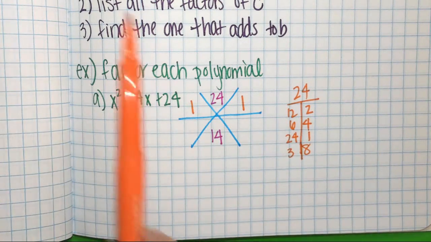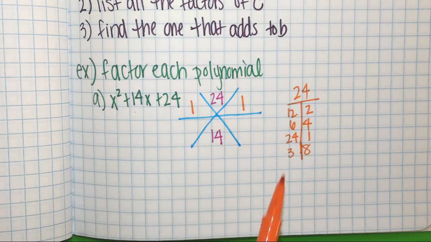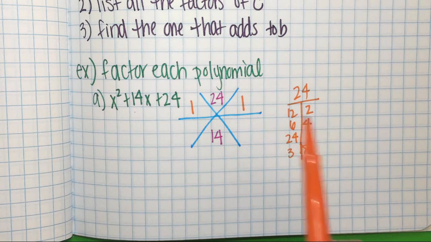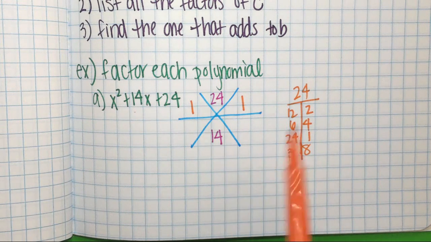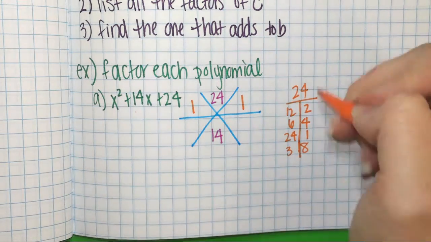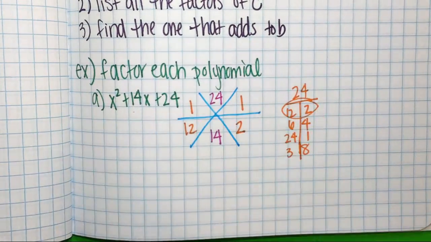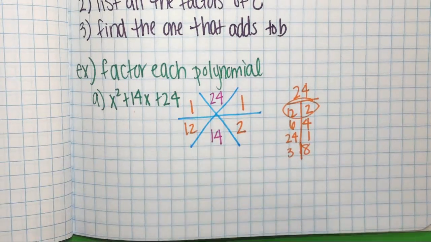Alright, now. It says to list all the factors of C, that's what we did, and find the one that adds to B. So we need to find the factor that when we add the two together, it gives us 14. What would that be? 12 and 2. So you write 12 here, 2 here. We're done. Now, we have to write it in our parentheses.